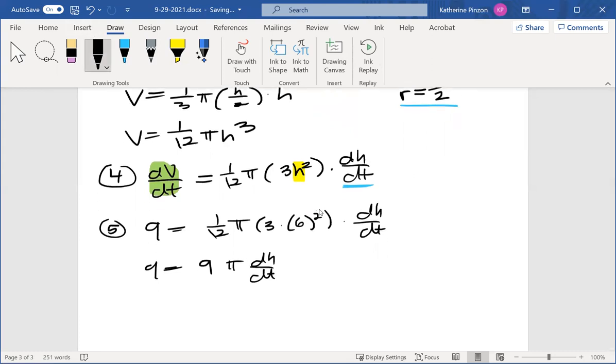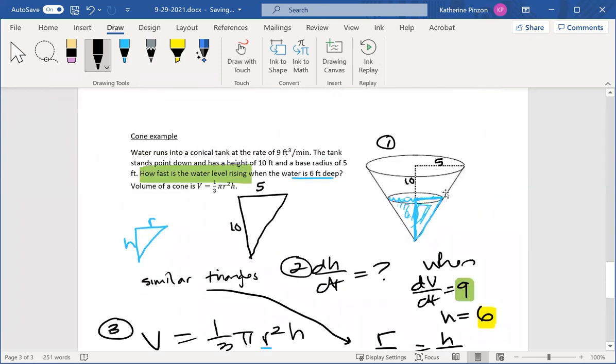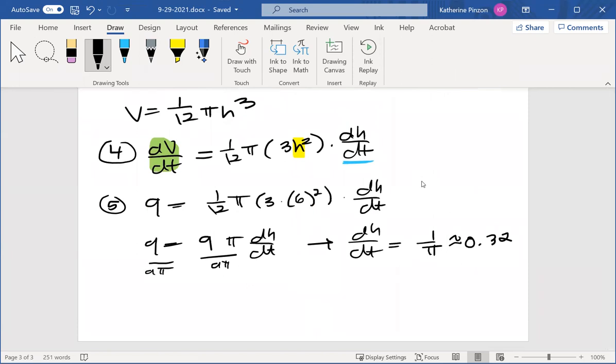Okay, I'm trying to solve for dh/dt. Divide by what? 9 pi. So I get 1/pi, which is about 0.32. Okay, I'm going to scroll up just for a second, but I promise I'm coming back down, because what do I need to add? Units, right? So the height is in what kind of units? Feet, and the time is in minutes. So these units should be feet per minute.